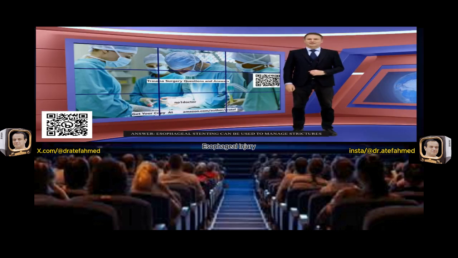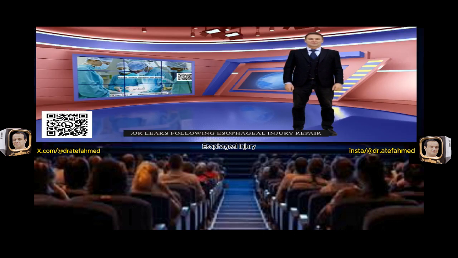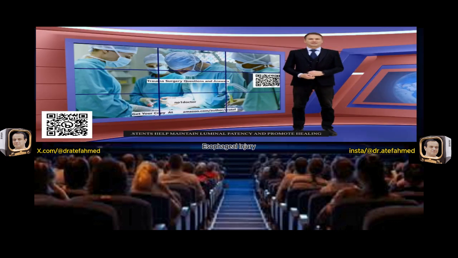Question: what is the role of esophageal stenting in managing esophageal injuries? Answer: esophageal stenting can be used to manage strictures or leaks following esophageal injury repair. Stents help maintain luminal patency and promote healing.